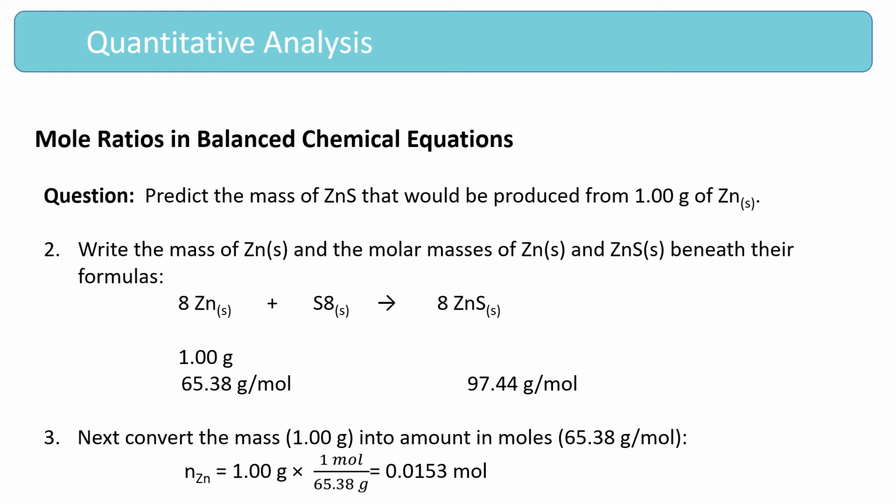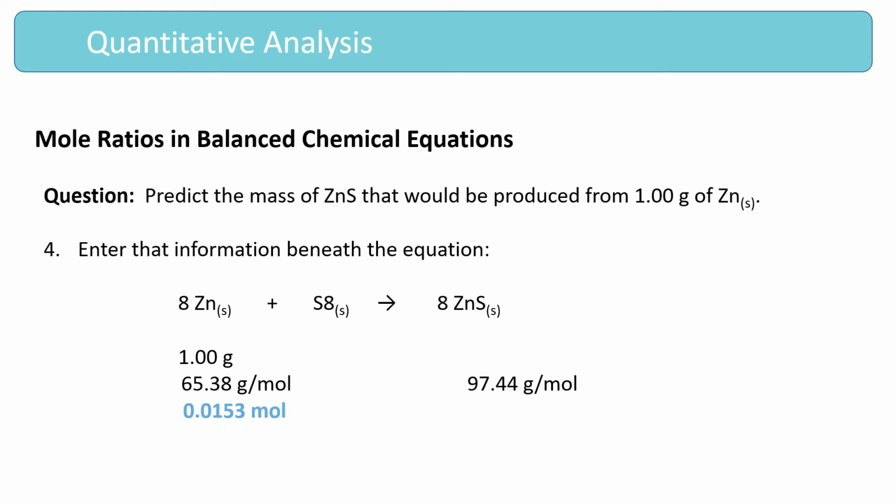Then in step 3, we're going to convert the mass of 1 gram into the amount of moles by using n, which represents the amount or the number, 1.00 grams times 1 mole divided by 65.38, and then we do the math and we get 0.0153 mole. Now, we fill that in to our data.